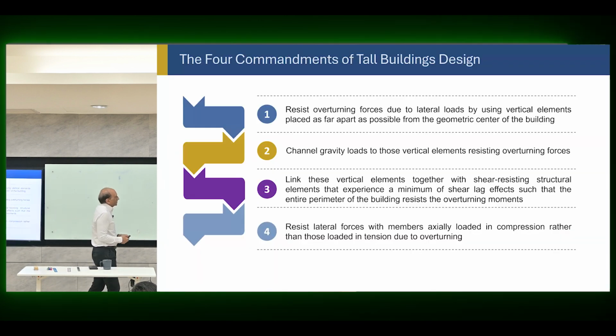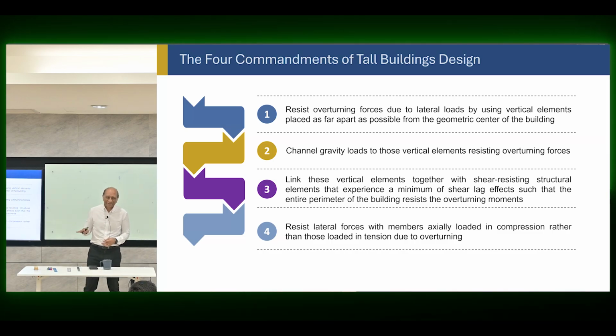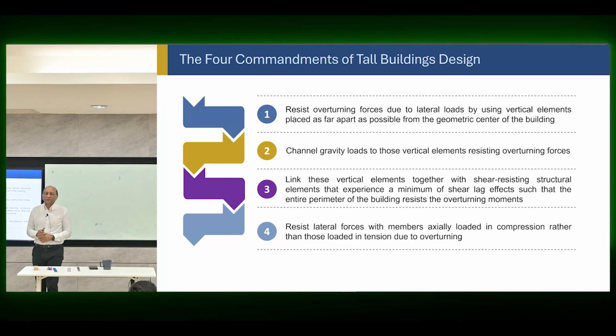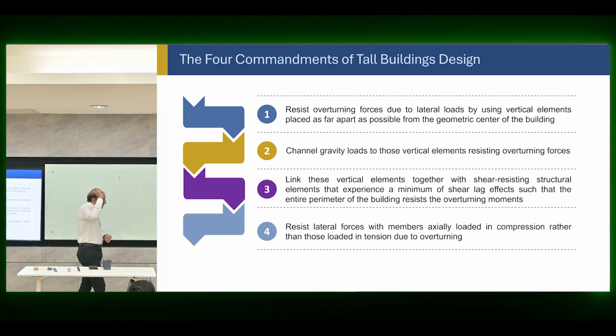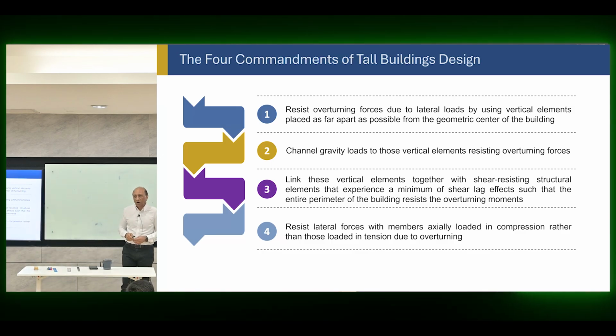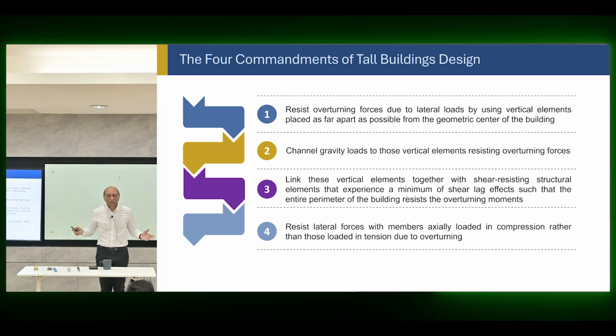Okay, now we come to these interesting commandments. You know what a commandment is? Do you know about the 10 commandments? Okay, religious things, so I will stay away from that. But the 10 commandments were supposed to be given by God to human beings: you should follow these 10 rules if you want to have a good life, right?